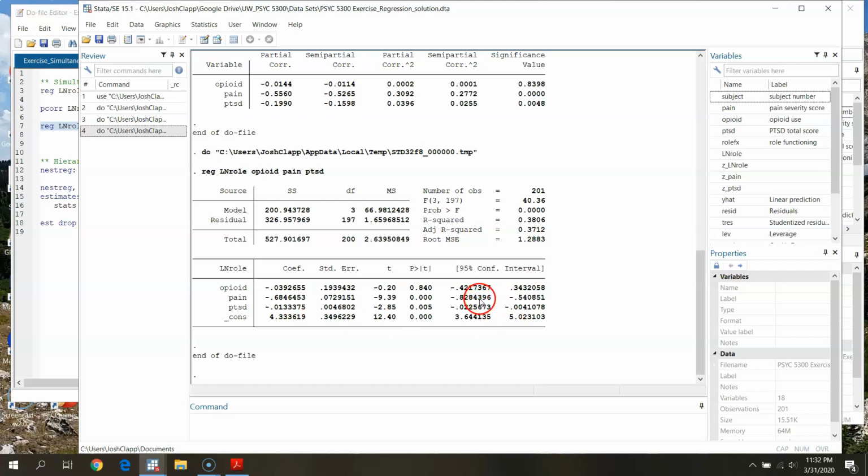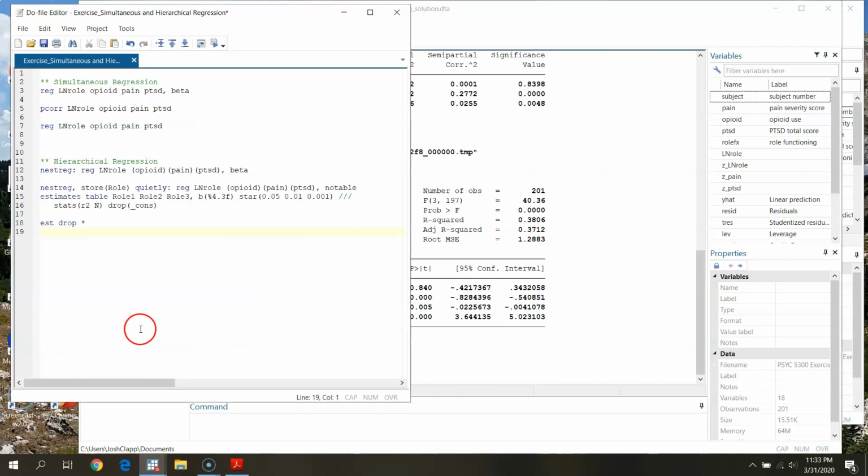But our confidence interval tells us that population estimates supported by these data range anywhere from an 82.8% decrease in role functioning for every unit increase in pain to a 54.1% decrease in role functioning for every unit increase in pain. Same thing, we're just interpreting these coefficients the same as we've interpreted any other coefficient here. So this just gives us our confidence intervals. Okay, cool. All right, so that covers our simultaneous regression.